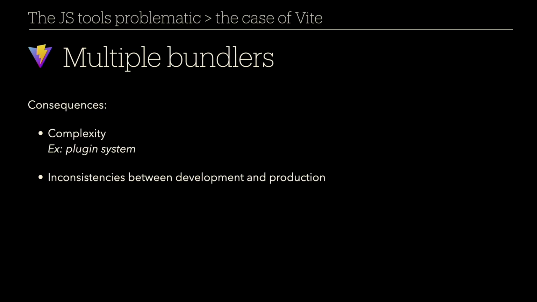So the consequences of that: it's already great, but it still leads to some complexities. For example, it's complicated to have a bridge between the Rollup plugin system and the ESBuild plugin system, which is way less developed, things like this. We can also have some inconsistencies between development builds and production builds. You know, this kind of bug which appears only in production, fortunately this doesn't happen often. But yeah, that can be a thing.